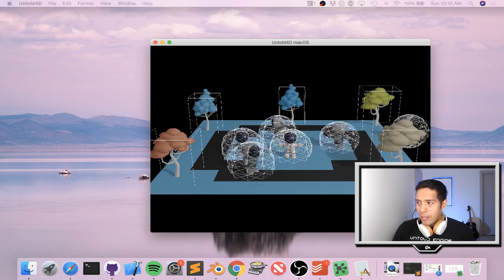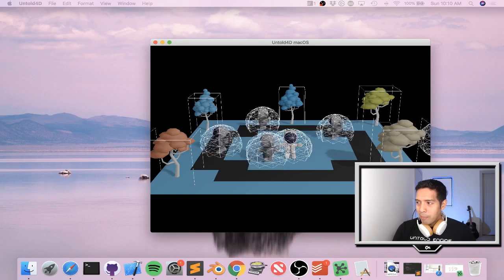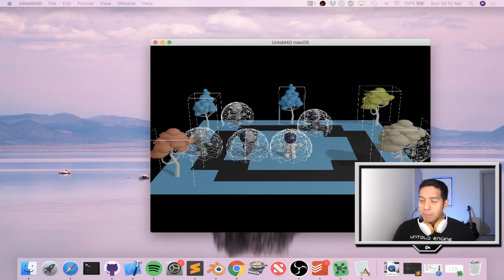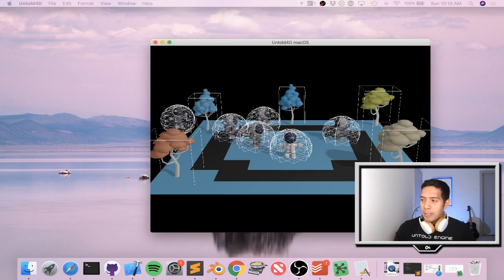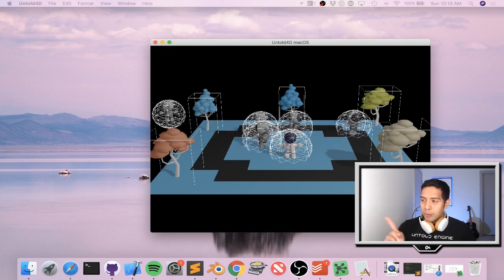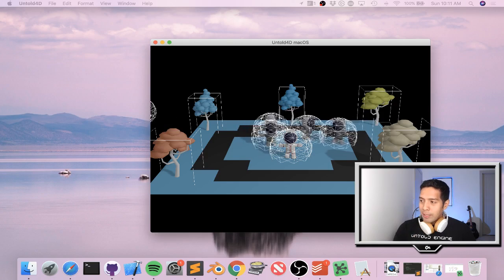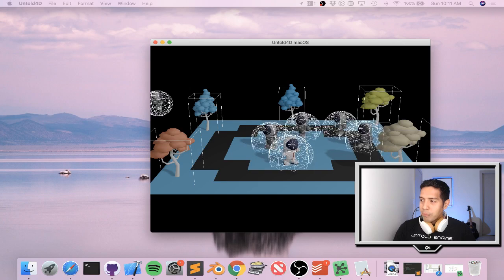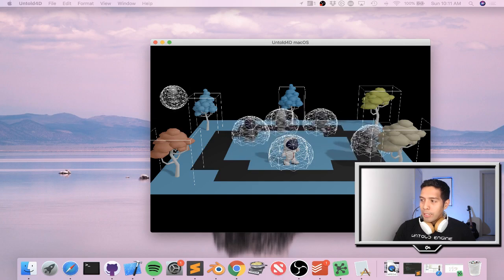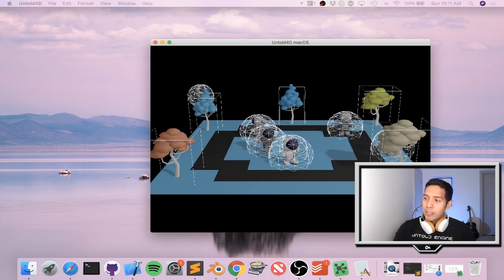All right, and you see how all of the characters basically will again prevent any collision from happening. There's a little problem that I will need to fix. But overall, you can see how they do avoid any collision.